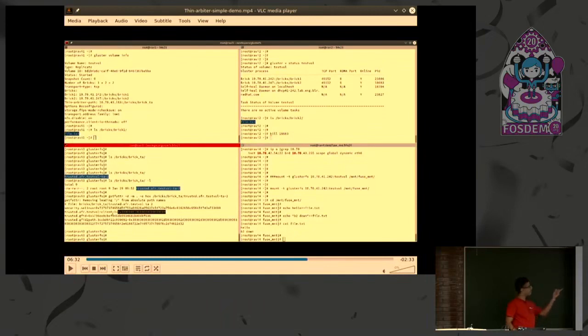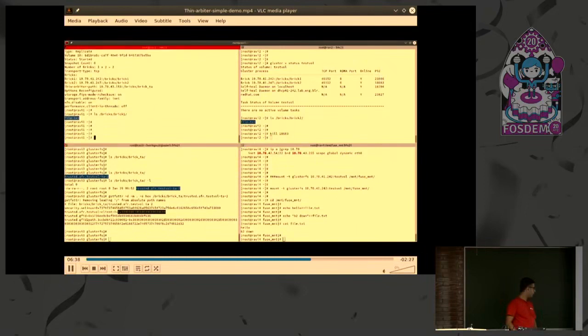Because we killed the bricks in VM2, it is saying that there is a pending data heal on the second brick. So the Thin Arbiter essentially captures this information. And the client also has it in memory that now the second brick is bad and I should not allow any writes which might fail on the first brick. So let's kill the first brick and see what happens.